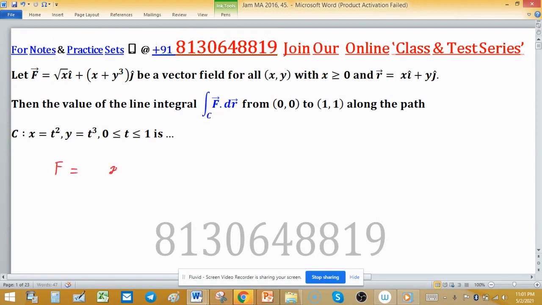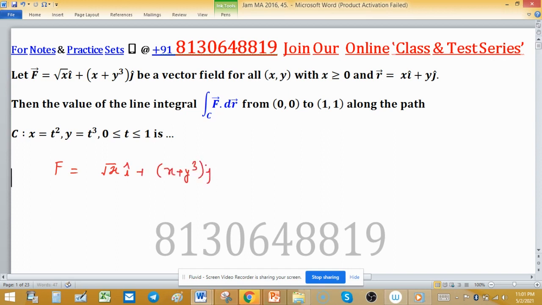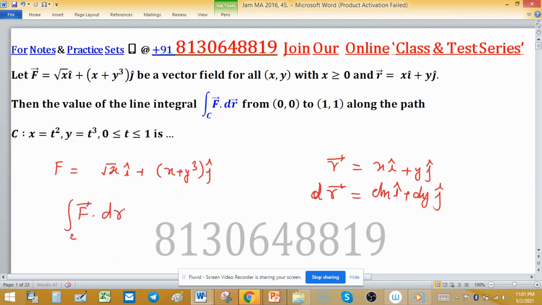F is root x i hat plus x plus y cube j hat, and the position function r is given as x i hat plus y j hat. So dr vector will be dx i hat plus dy j hat. So this line integral of F dot dr will be along the curve C, root x dx plus y cube dy.